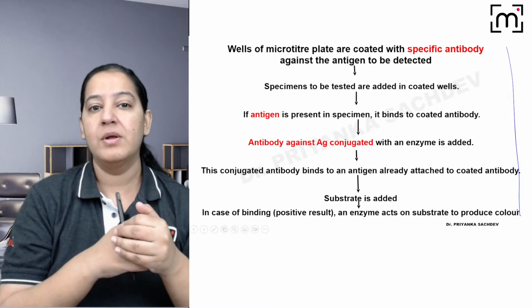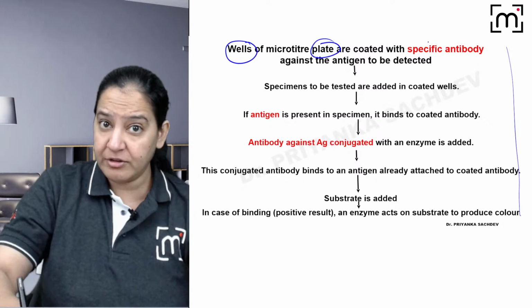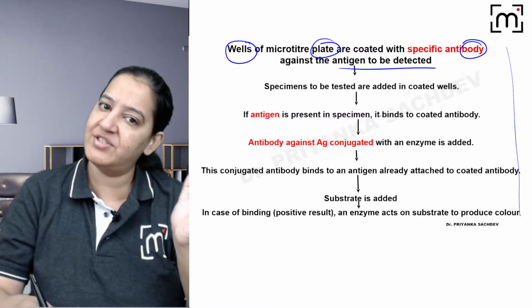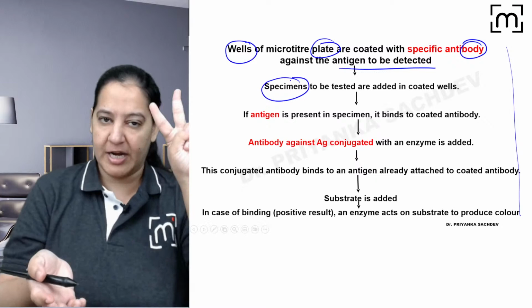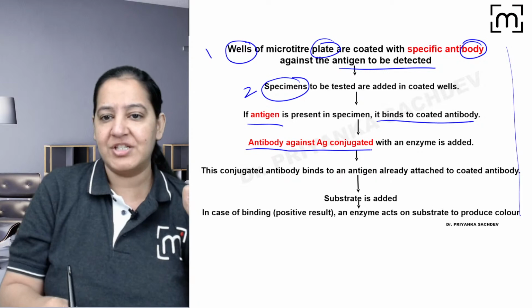See how beautifully I have drawn the flowchart of the sandwich ELISA, you all can see. So we have taken the well of the plate. The well of the plate is coated with antibody for the antigen we want to detect. Whatever antigen we are suspecting, take the well and coat it with that particular antibody. Now add the sample, add the specimen. This is step 1, and step 2 is adding the sample. Now antigen may be present or absent in the sample. If it is present, it will bind with the antibody. So antigen-antibody reactions will take place.